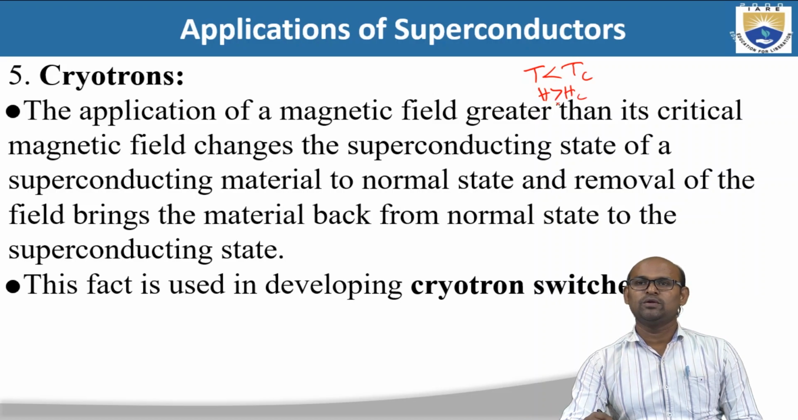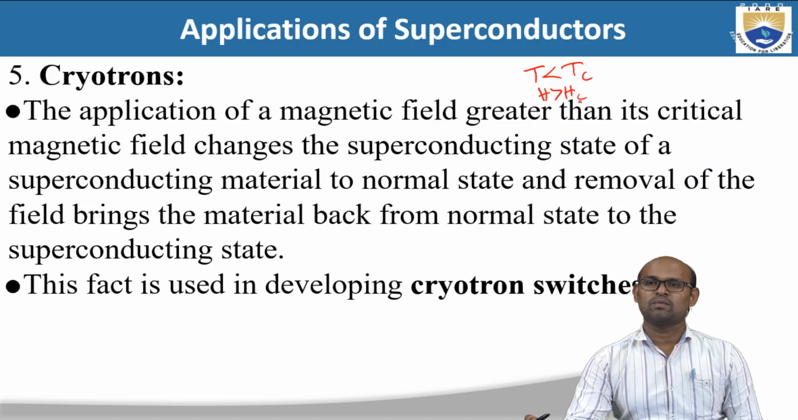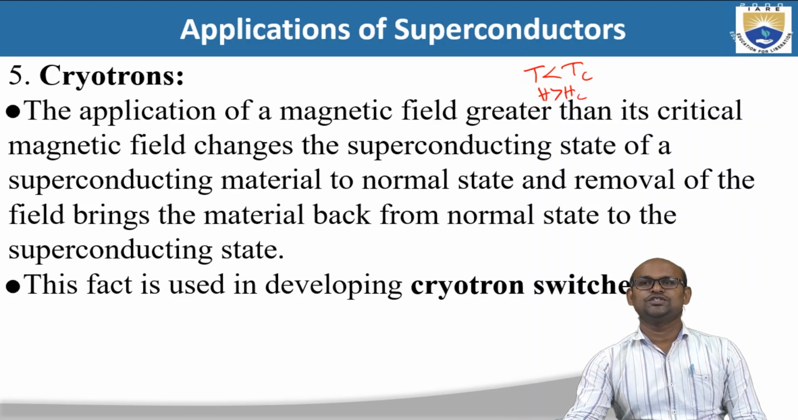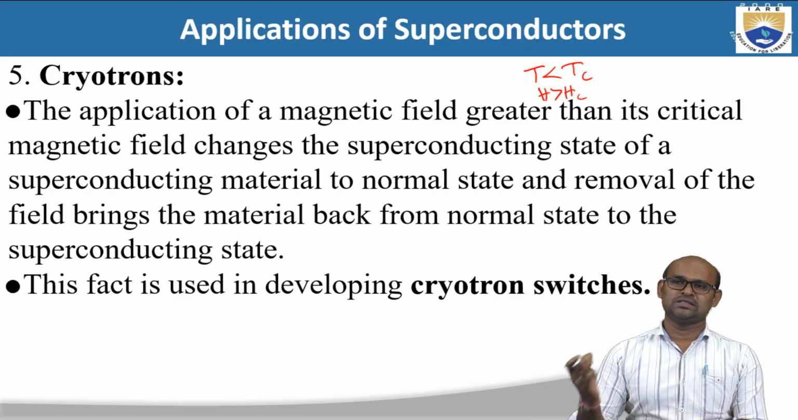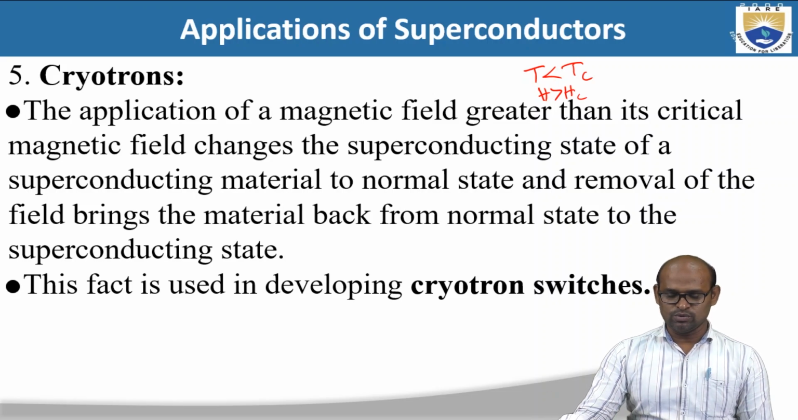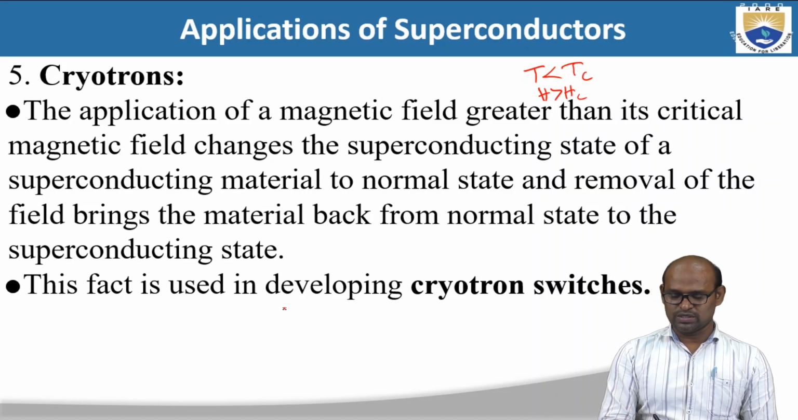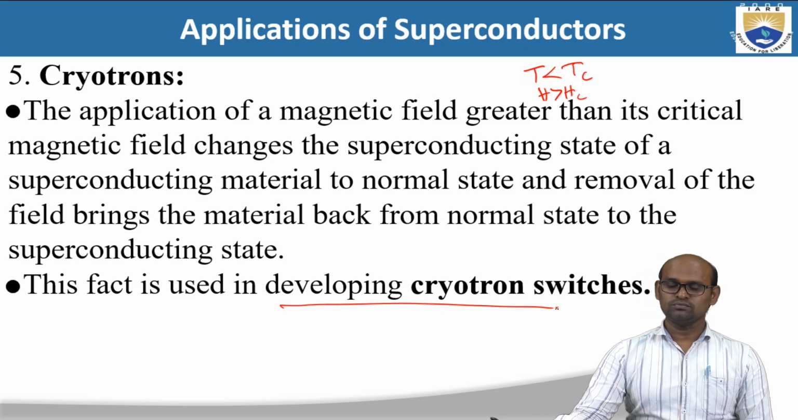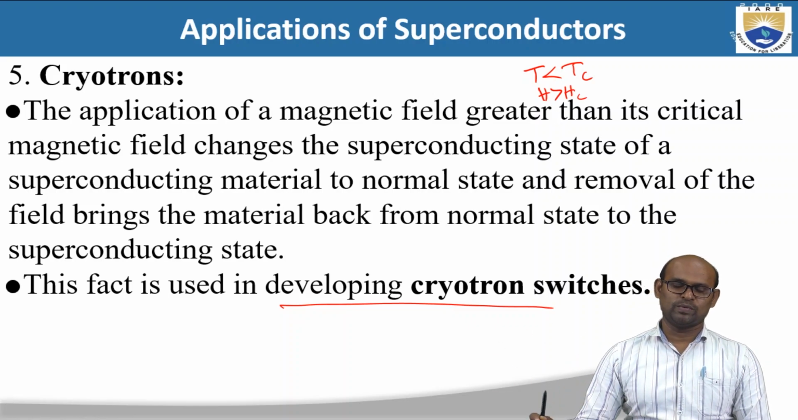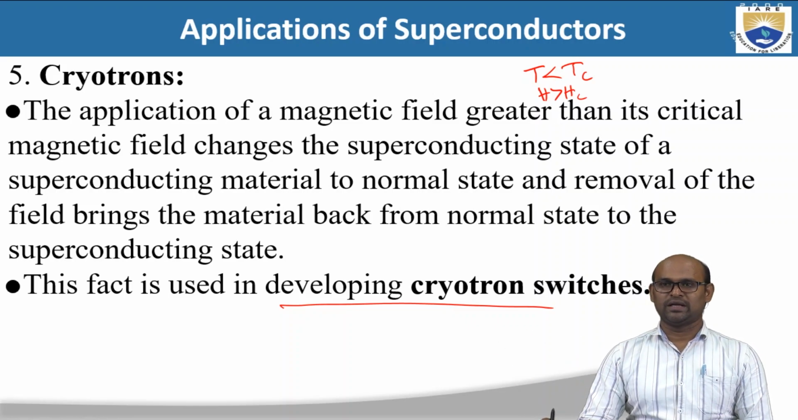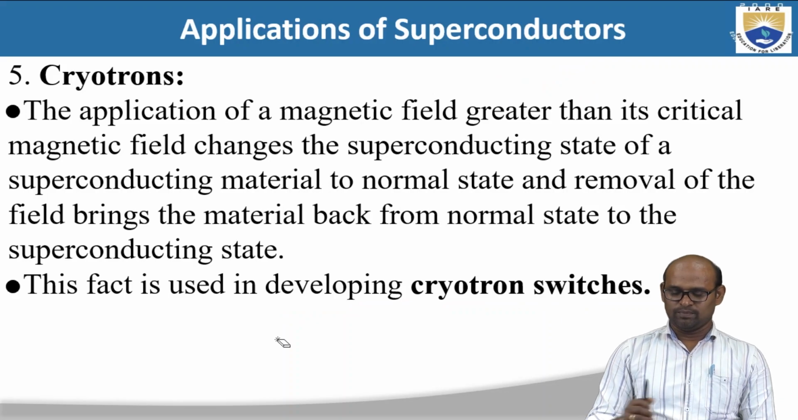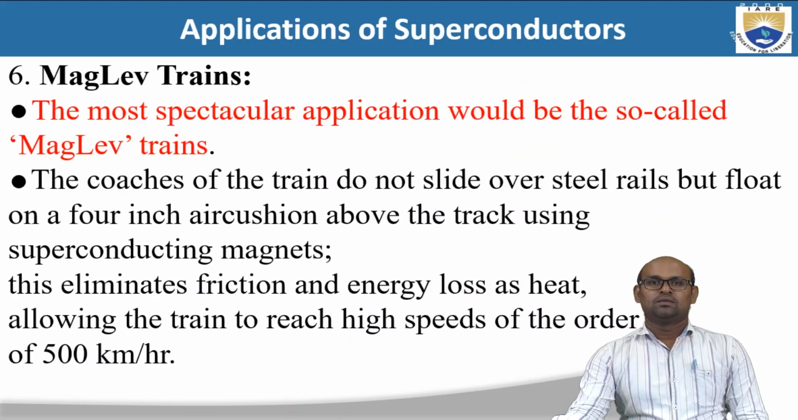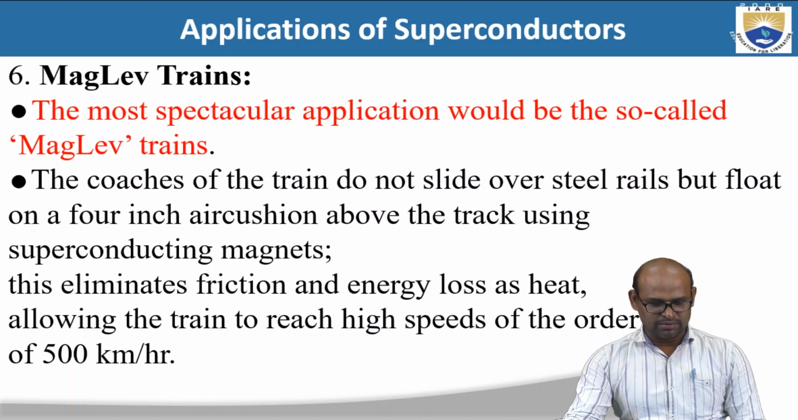Or when we reduce the field below Hc, again the material will come from normal state to superconducting state. So this transition is reversible. By changing the magnetic field, we can go from superconducting state to normal state, or normal state to superconducting state. This fact is used in developing cryotron switches. That is the reason why we can use these superconductors as cryotron switches.